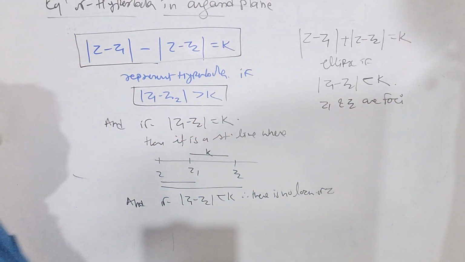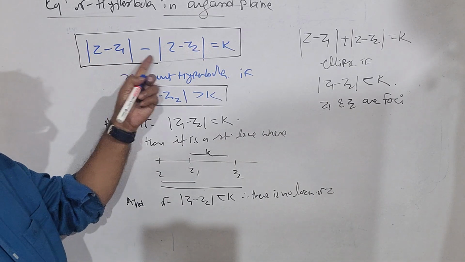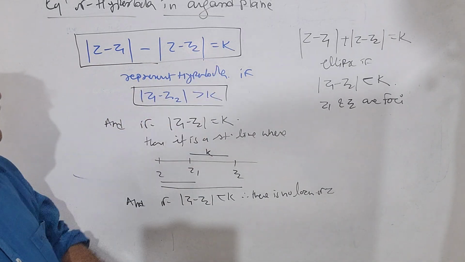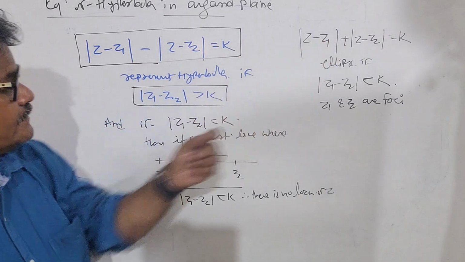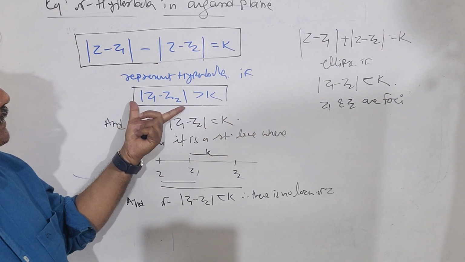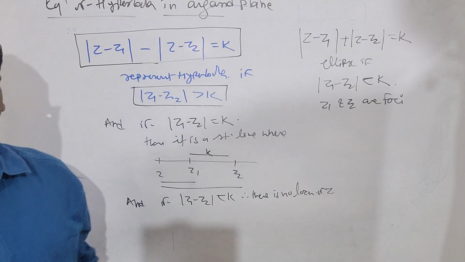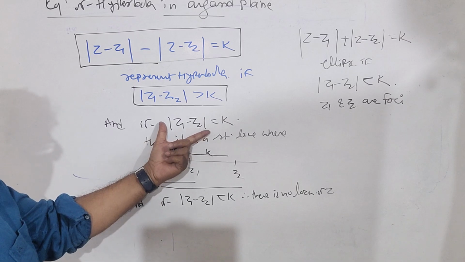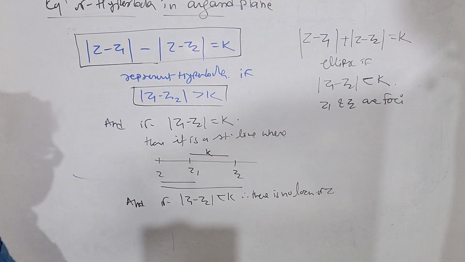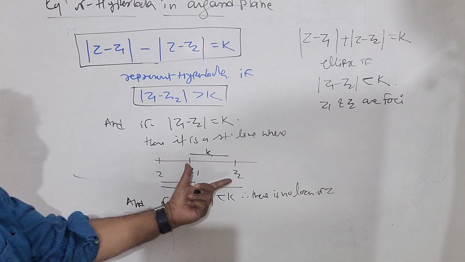foci of the ellipse. And here modulus of z minus z1 minus modulus of z minus z2 equal to k represents a hyperbola. Here minus, there plus, correct? If modulus of z1 minus z2 is greater than k, here greater than k, here less than k, correct? And if it is equal to k, then it represents a straight line which is passing through z1 and z2, and z is not lying between z1 and z2.